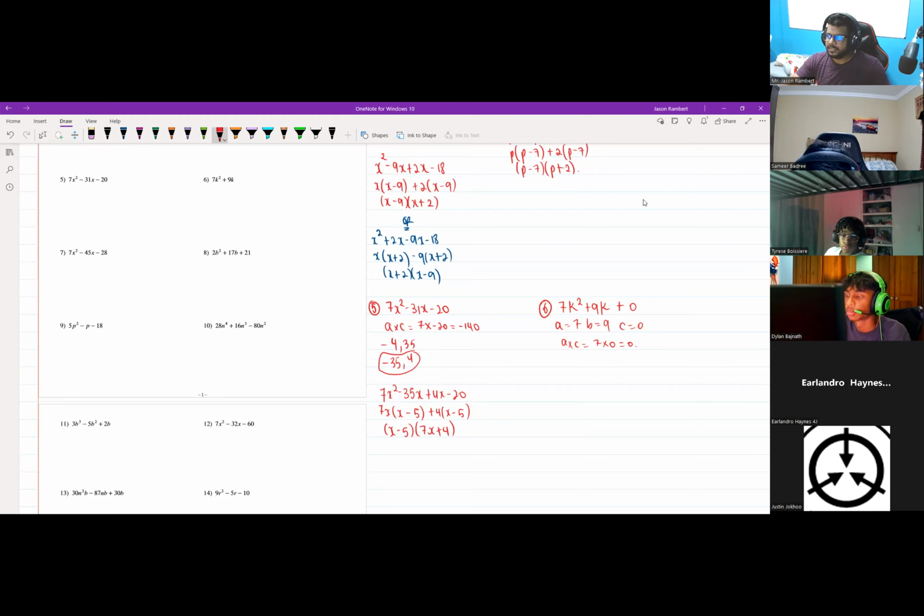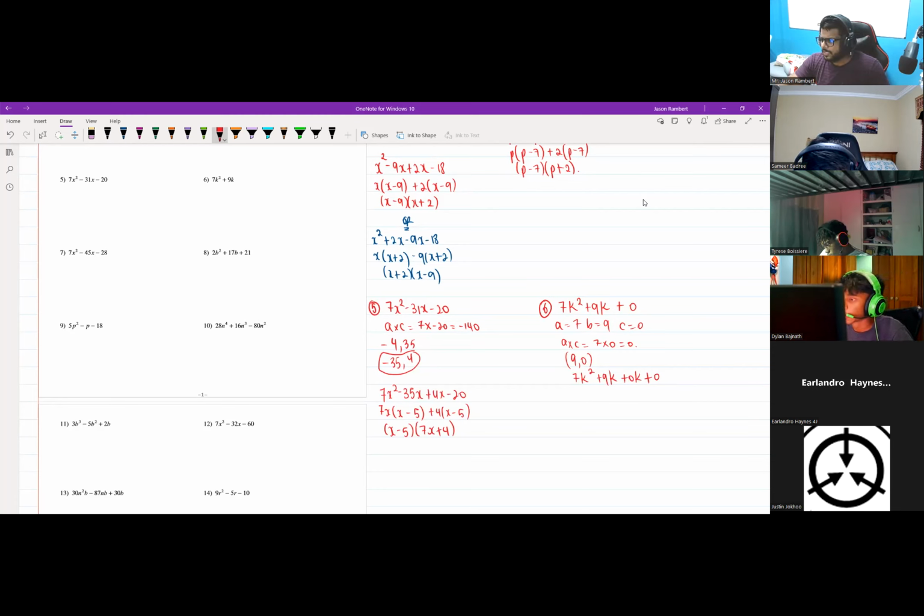So my pairs of factors of 0, it could be 1 and 0, 2 and 0, 3 and 0, 4 and 0. But which pair is going to add to give me 9? 9 and 0. Yeah. Agreed? So 9 and 0 is going to be the pairs of factors I'm going to replace. So I end up with 7k squared plus 9k plus 0k plus 0. All agree with that? Yes, sir.